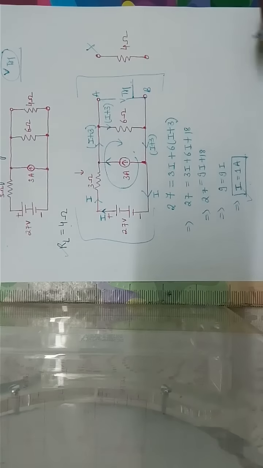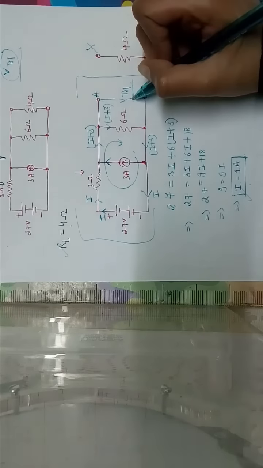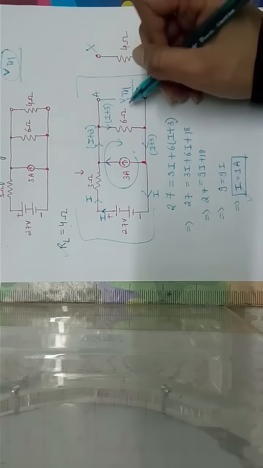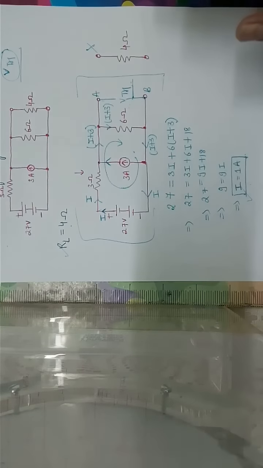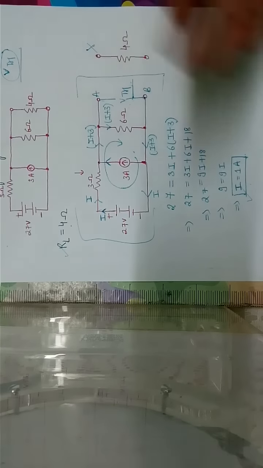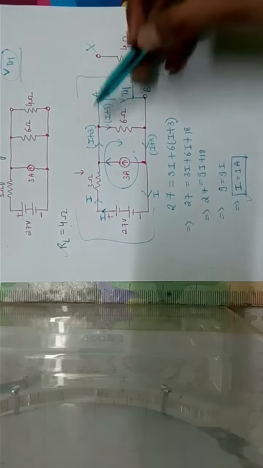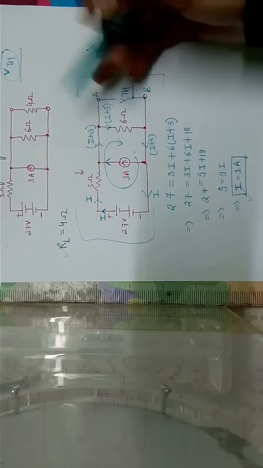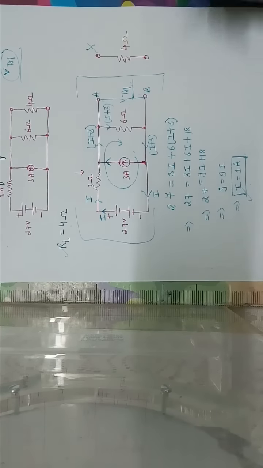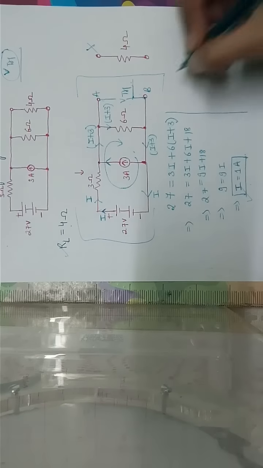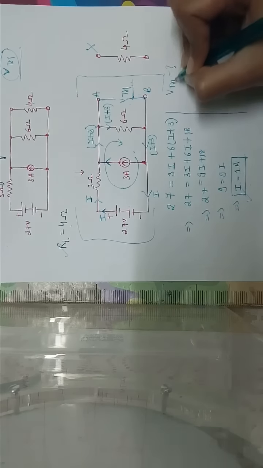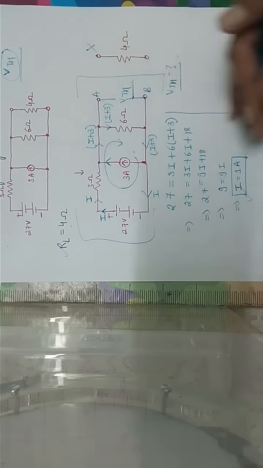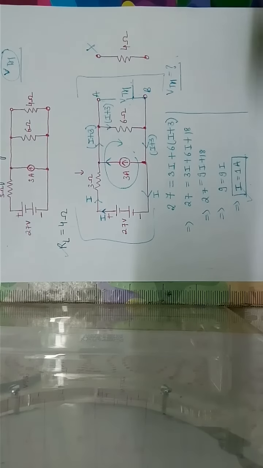Now, as we want to determine VTH, we can use any of the loops. If you want to use this loop, or any of the other loops. But because VTH is to be determined, we would prefer this loop, as it's the voltage across this resistance. Fine. So for determining VTH, I'm symbolizing it like this, this is the section wherein we are finding VTH.